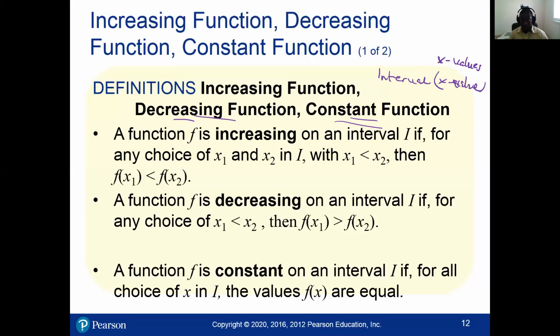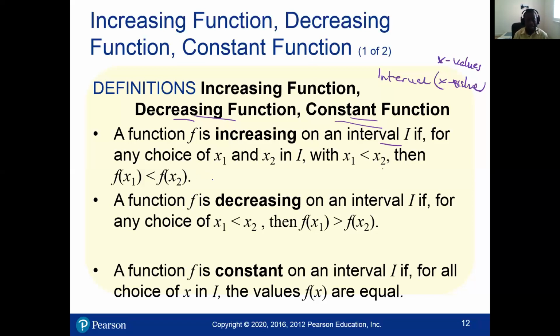The y values are increasing, decreasing, or constant. This definition basically says that a function f is increasing on an interval if for any choice of x1, x2 in the interval, if you plug them in, you will see that f of x2 is greater than f of x1.